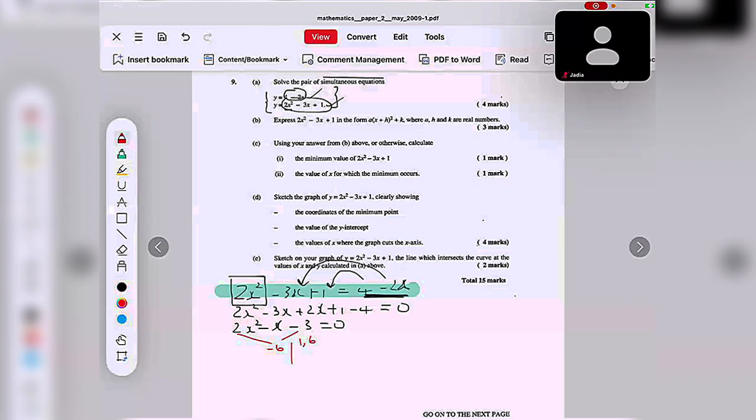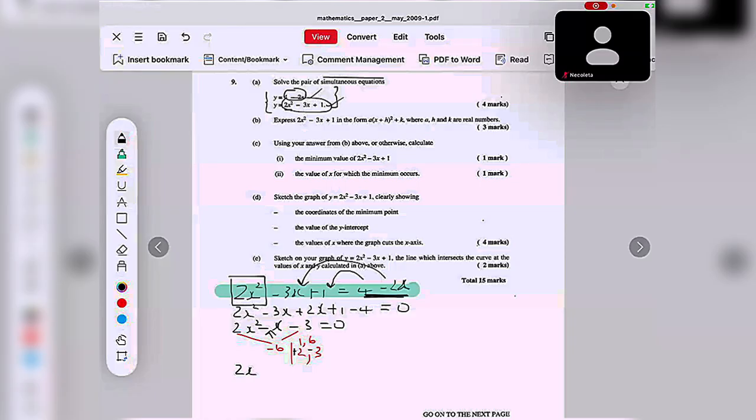1 and 6. 2 and 3. So we need to choose the one that can give us back a negative 1. So which one do you think we're going to use? 1 and 6 or 2 and 3? 2 and 3. So you're going to make the minus 3 negative and make the 2 positive, so that when you say 2 minus 3, you get negative 1, which is what we want right here. Negative 1.